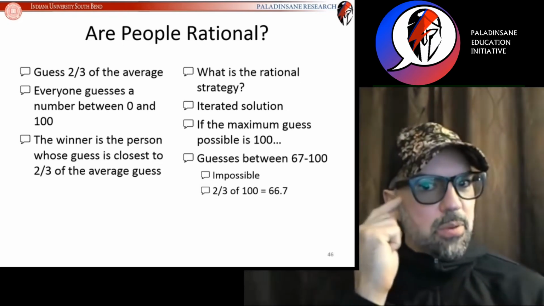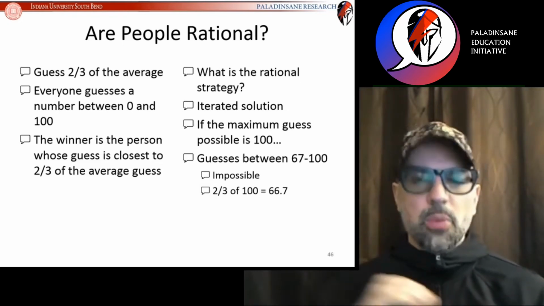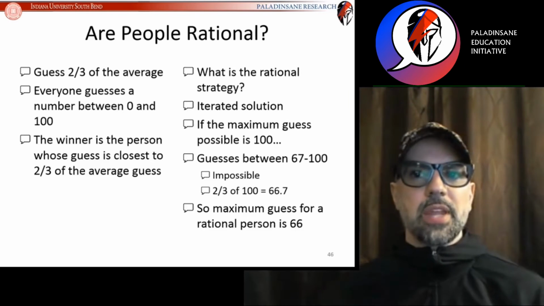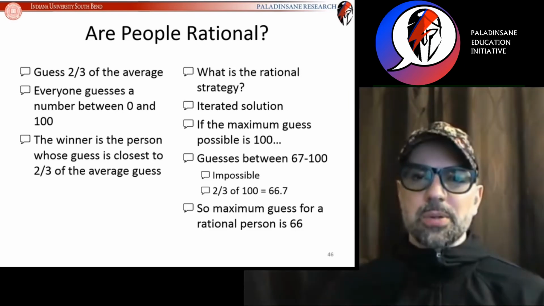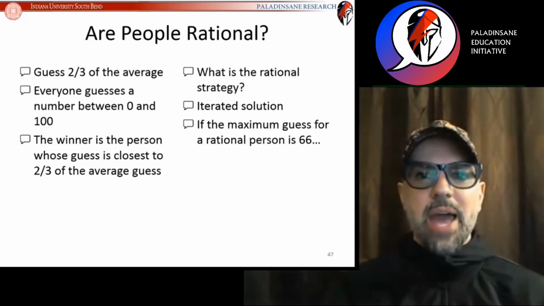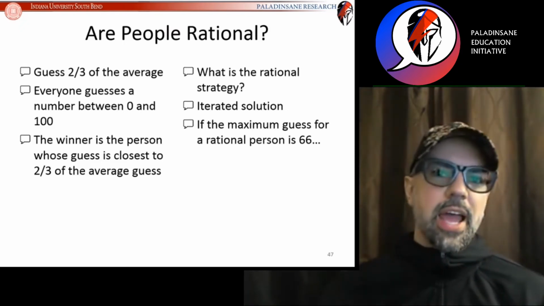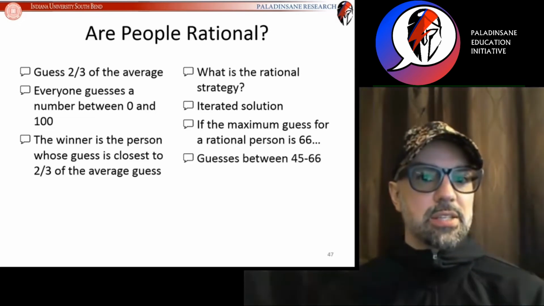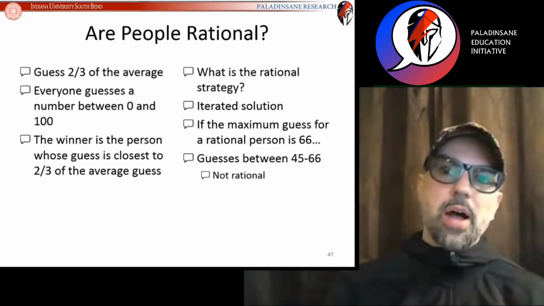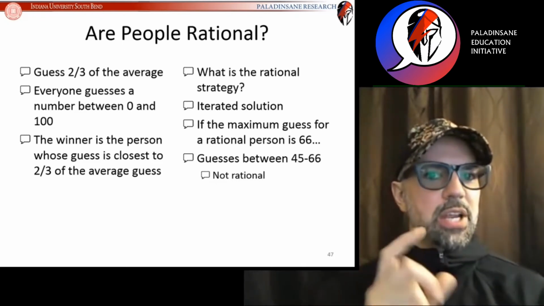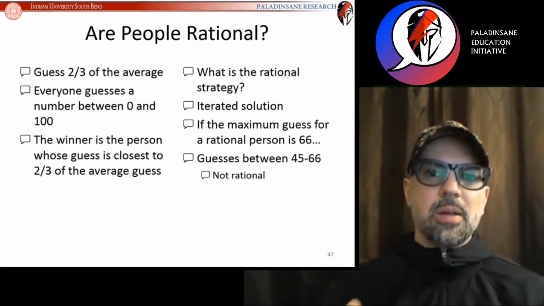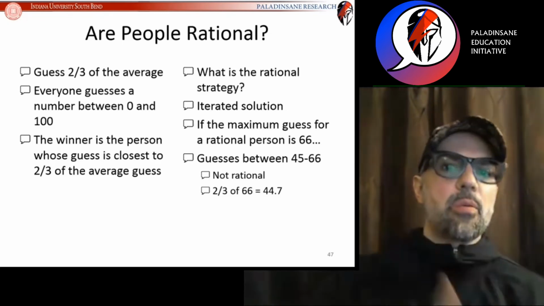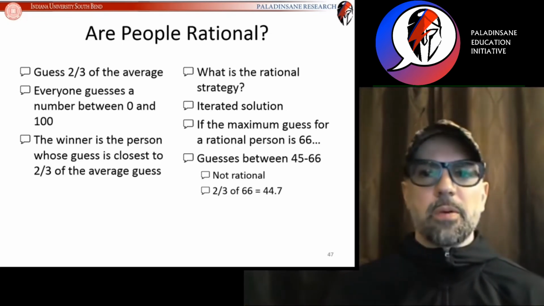So what that means is that if you're a rational person, if you thought this through, you wouldn't guess higher than 66. So the maximum guess for a rational person is 66. But that's only the first part of this solution. So if the maximum guess for a rational person is 66, and everybody in this situation is rational, that means that guesses between 44 to 66 also become not rational. So they're not impossible, but they're not rational. Because if everybody knows the maximum you can guess is 66, well then 45 to 66 is out of the question, because 2/3 of that rational maximum guess of 66 is only 44.7.